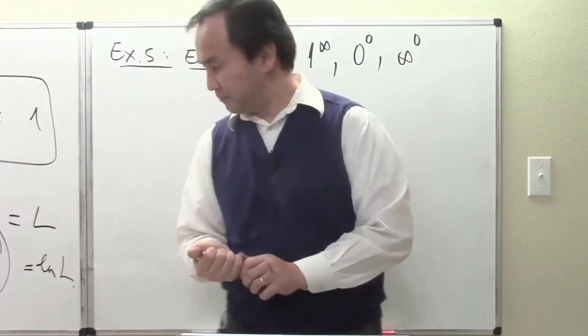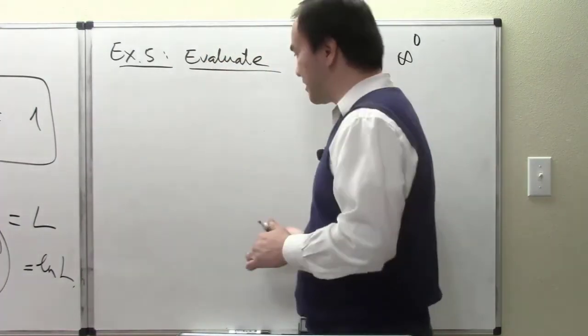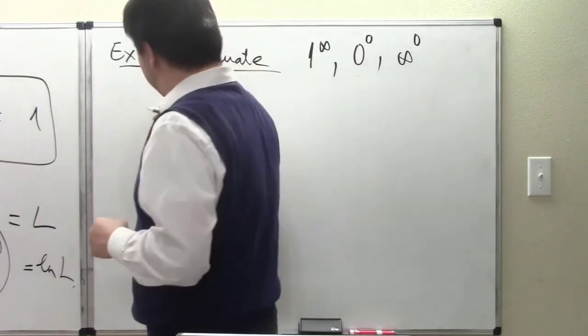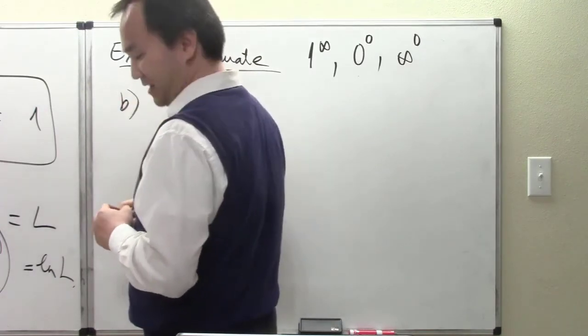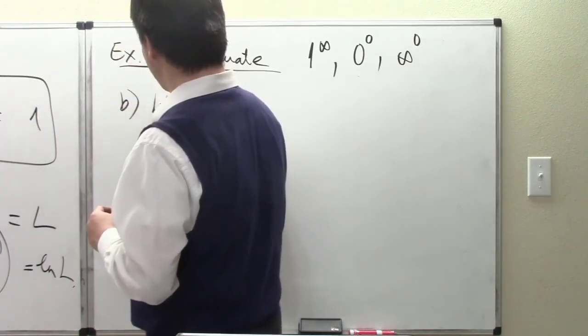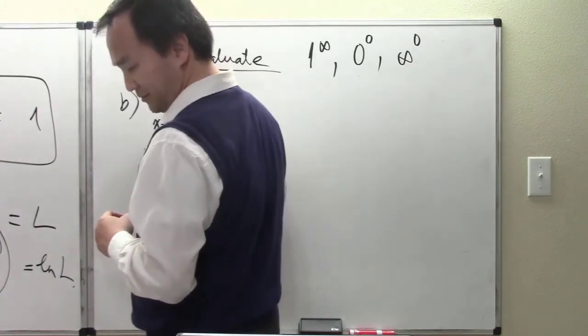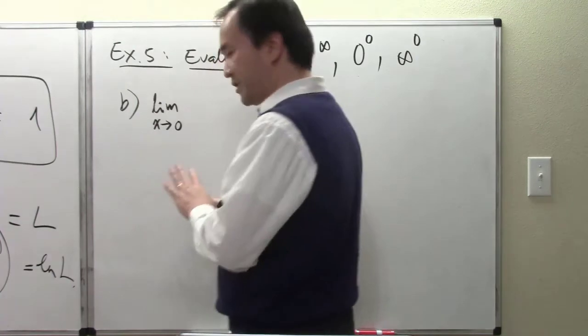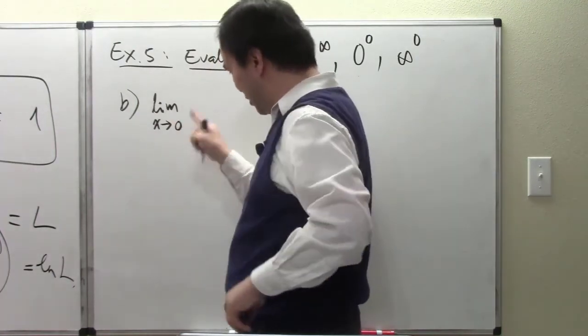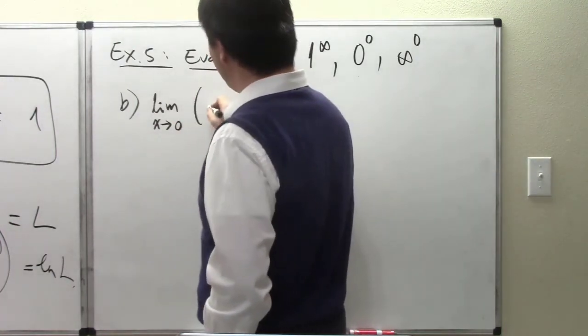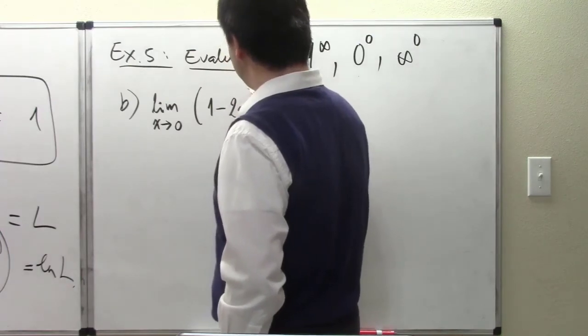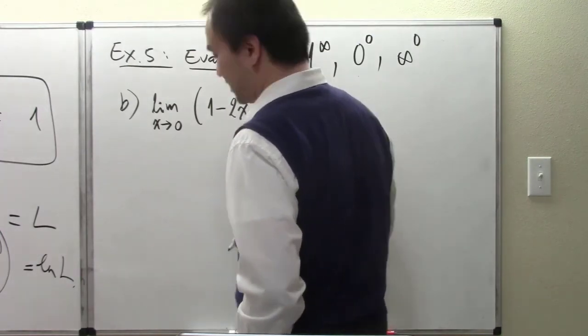All right, so the last problem that I have prepared for everyone is here. So it's part B, okay? And here we want to evaluate the limit as x approaches 0. It's not a one-sided limit, it's an actual limit. X goes to 0 here, and 1 minus 2x, okay, raised to the 1 over x right here.